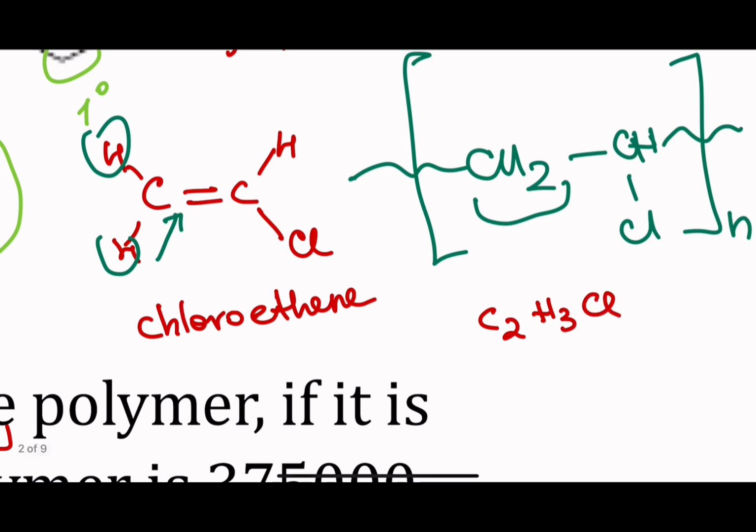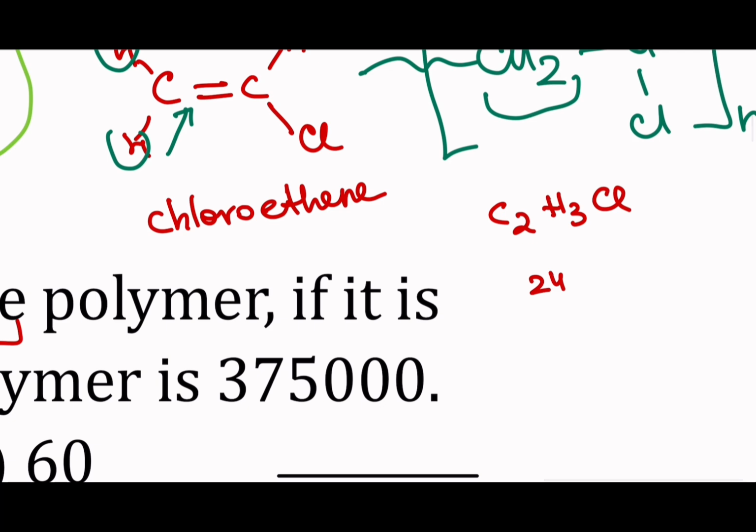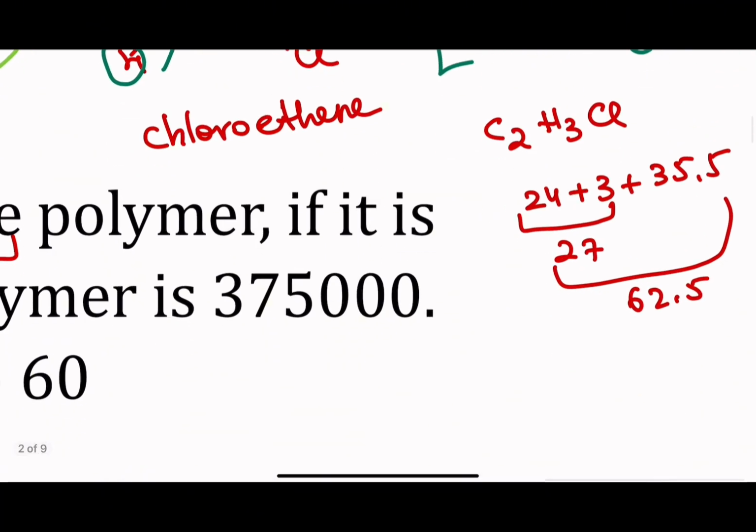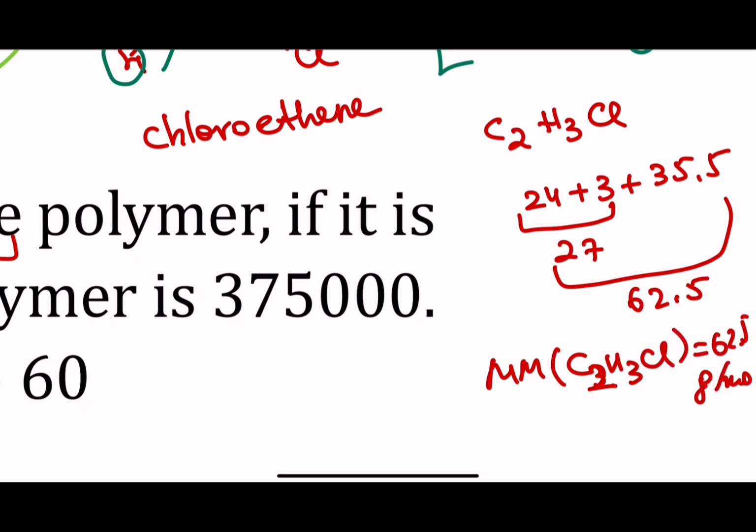So carbon is 24, each carbon is 12. Hydrogen is 3 times 1, so it is 3, and chlorine is 35.5. If you sum it up, 27, and then 62.5, that's going to be the molar mass of C2H3Cl, which is 62.5 gram per mole.